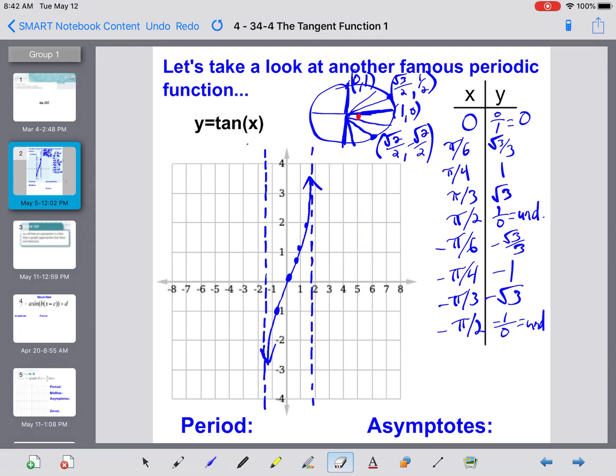And these are different than the sine and cosine graphs because they do go up and down forever. We'll talk about that in a second. I'm not going to ask you for the range, but that's what is happening. Now, here's a few cool things to notice.